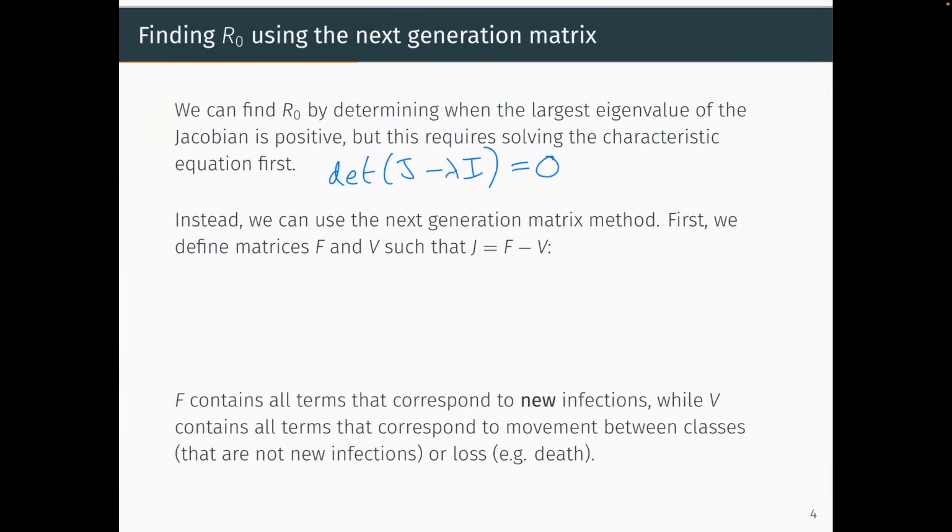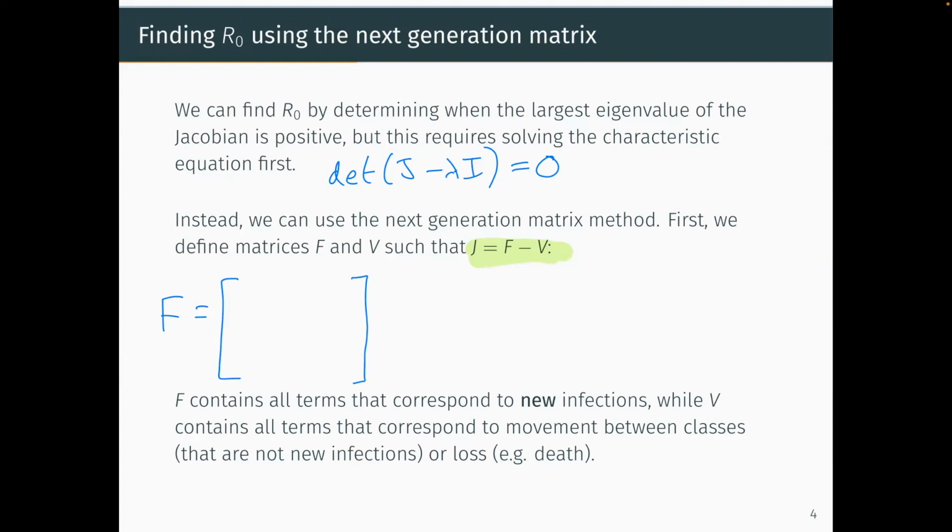So to use this method, what we need to do is split this Jacobian into two separate matrices called F and V. Obviously there's an infinite number of ways in which you could do this, so there are specific rules around what goes into F and what goes into V. Our F matrix contains all terms in the Jacobian that correspond to new infections.